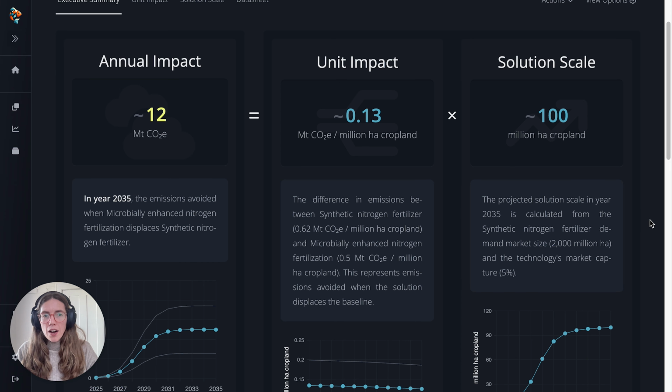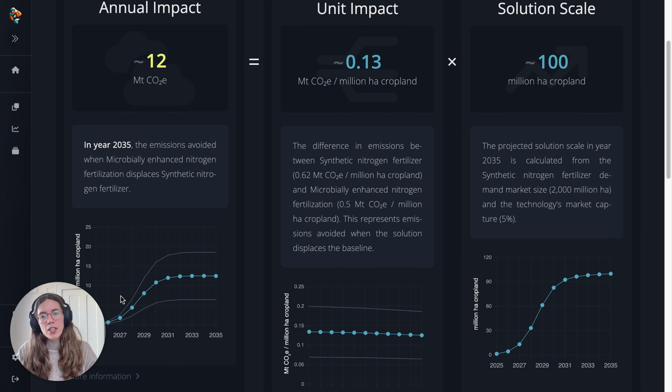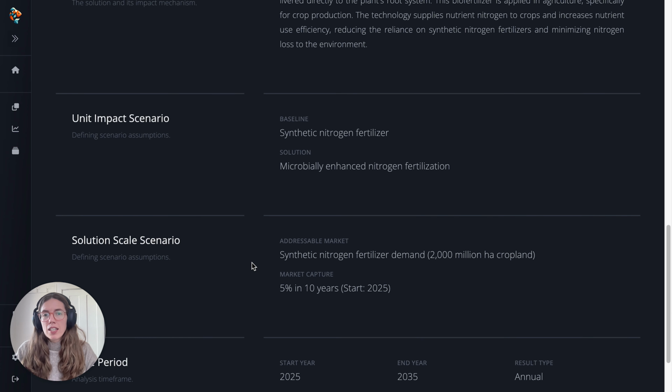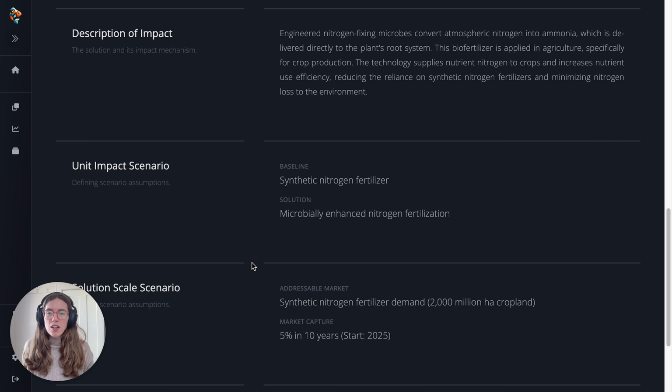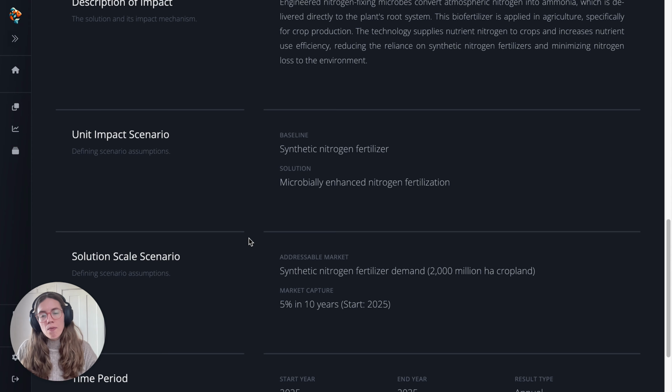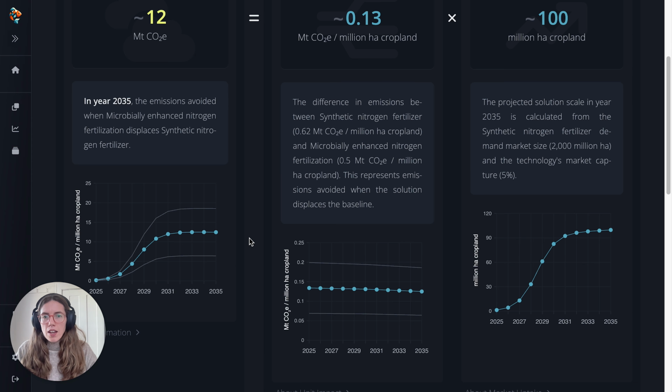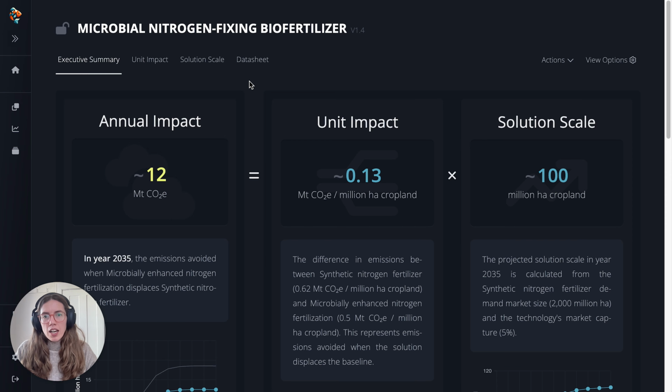We can also scroll down and there's a little more info. There are some dynamic plots of how these values change over time, as well as the description of the technology's impact and some summary items of how the solution has been modeled, so the unit impact scenario and the solution scale scenario. Okay, so if I scroll back up here and want to get a bit more info, I can click into either the unit impact or the solution scale to understand more how those have been calculated.